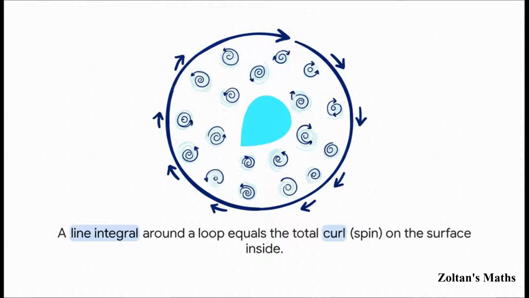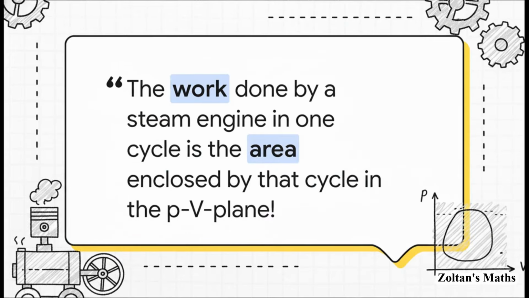It's wild. And this is not just some abstract math puzzle. This idea literally powered the Industrial Revolution. No exaggeration. Because of Green's theorem, engineers figured out that the total work you get from one cycle of a steam engine is the exact area of that loop you see on the pressure-volume graph. An abstract idea became the blueprint for a machine that changed the world.